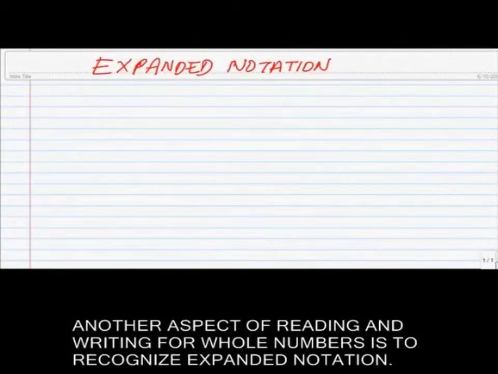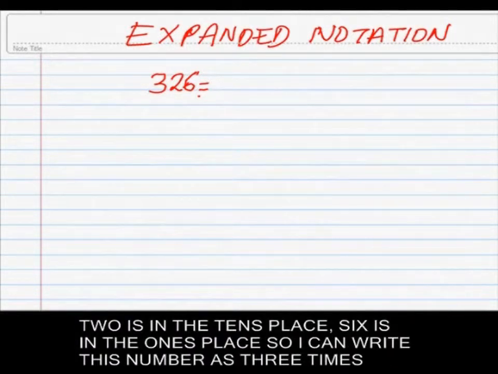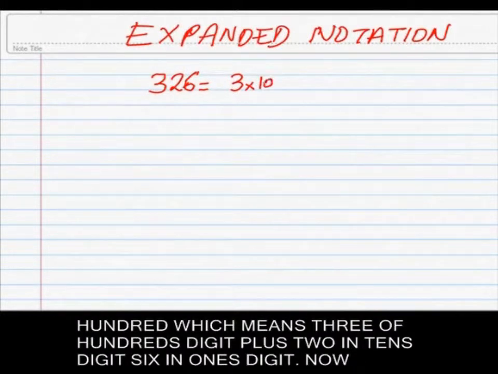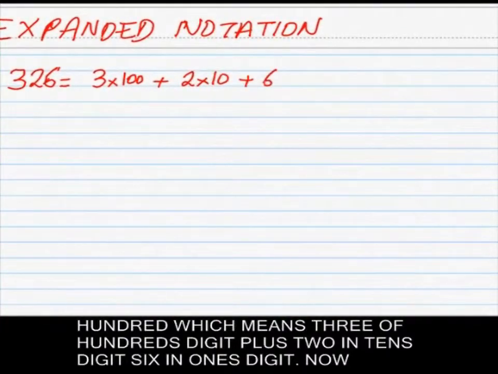Another aspect of reading and writing for whole numbers is to recognize exponent notation. So let's try to write a number in exponent notation. I know 3 is in the hundreds place, 2 is in the tens place, 6 is in the ones place. So I can write this number as 3 times 100, which means 3 of hundreds digit, plus 2 in tens digit, 6 in ones digit.